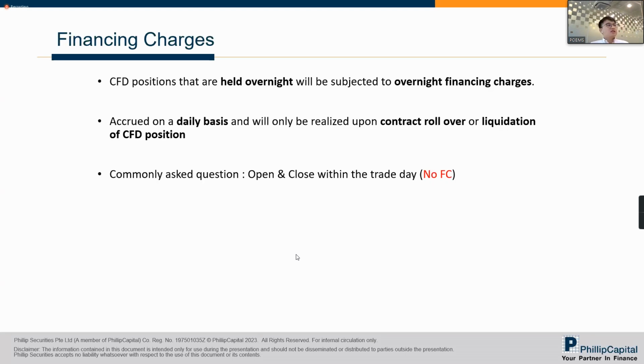All right, so let's look at the finance charges. CFD positions that are held overnight will be subjected to overnight financing charges. Which means for intraday, there's no financing charge for a CFD position. If you open in the morning and you close the position before market close, which is an intraday trade, there's no financing charge.